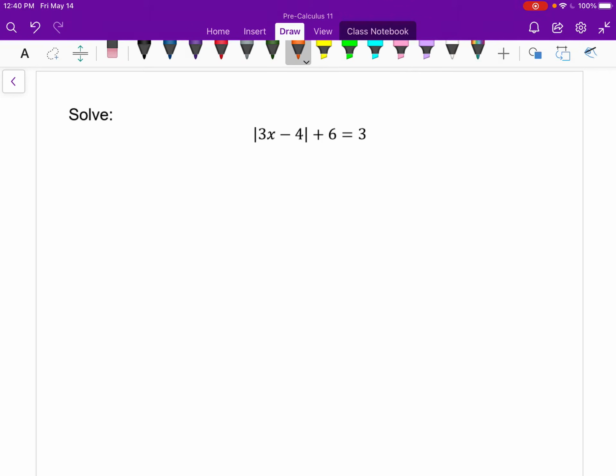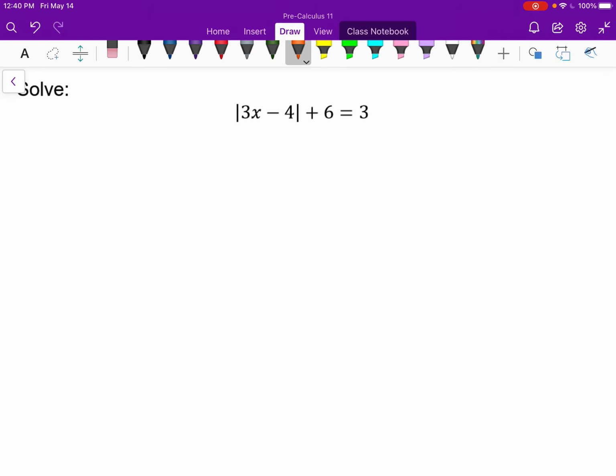OK, so let's look at this one. Again, I can solve this in different ways. The first thing I would do is subtract 6 from both sides. And then I get the absolute value of 3x minus 4 equals negative 2. Now at this point, I have a choice.